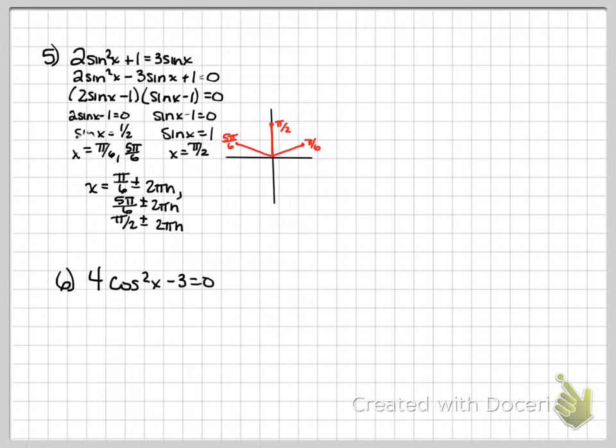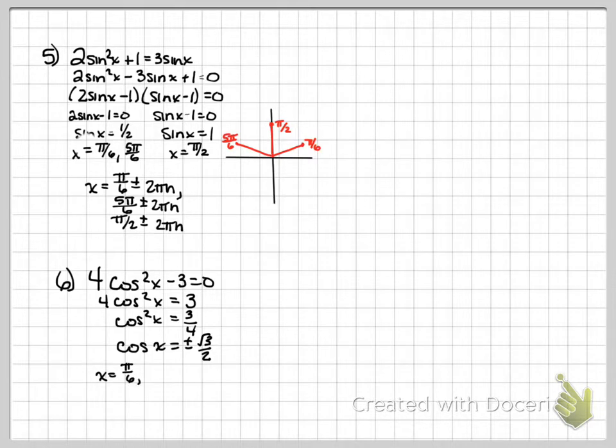So we have the equation 4 cosine squared x minus 3 equals 0. Okay, so we've seen something like this before, so I'd like you to pause your video and solve for x and see if we match. And you should have ended up with the cosine of x is equal to plus or minus root 3 over 2. I know that occurs at x equals pi over 6 and 11 pi over 6 for the positive root 3 over 2. And for the negative, it would be 5 pi over 6 and 7 pi over 6.